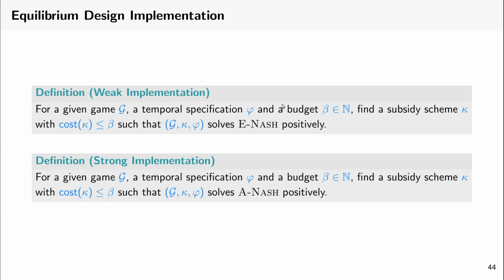And we define two kinds of problems. The first one is weak implementation. So we ask whether there exists a subsidy scheme within the cost such that the subsidiary game solves E-Nash positively. So there exists some equilibria that satisfy our specification. And the dual will be strong implementation. So instead of E-Nash, we have A-Nash.